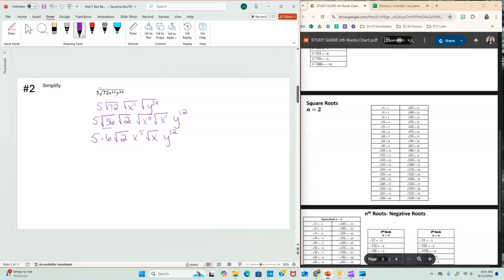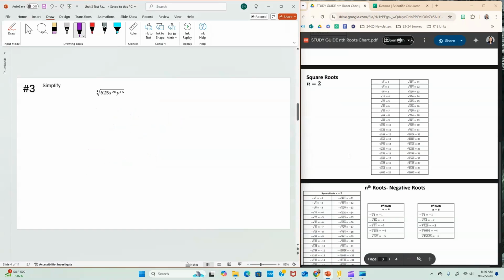Now let's go ahead and collect everything we have on the outside. So we have 5 times 6, so that's 30. Okay, then we have x to the 5th, and we also have y to the 12th. Okay, everything that stays under the square root, we're going to leave there. So all we have left under the square root is this 2 and x. So we have the square root of 2x. So this whole thing will simplify to 30, x to the 5th, y to the 12th, and then the square root of 2x.